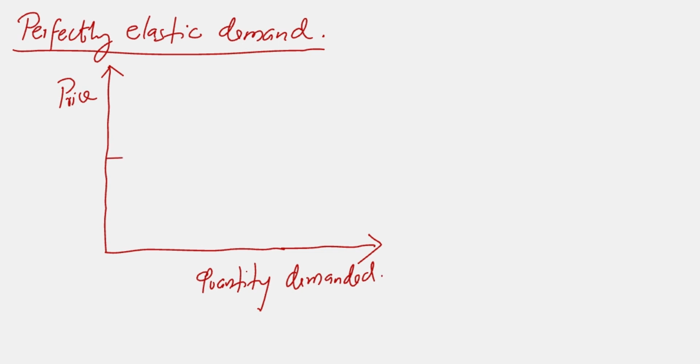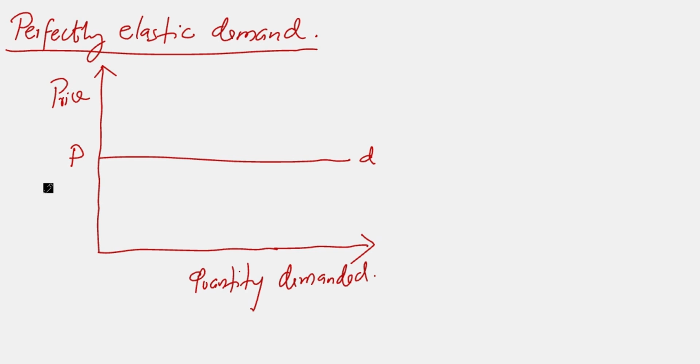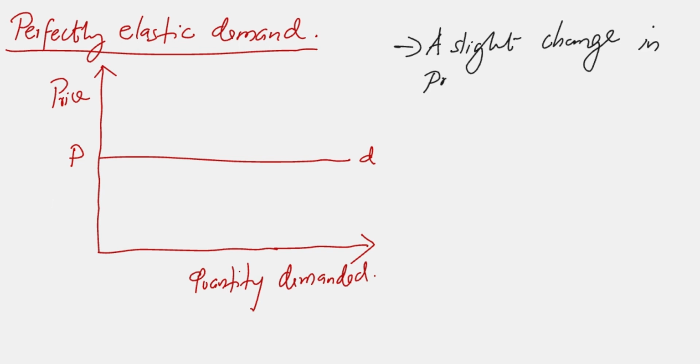It simply means that demand will only exist at a fixed price. Look at that, demand is existing only at a fixed price P. So a change in price for this good will lead to zero demand. Just a slight change, whether you increase it or you reduce the price, then you'll have zero demand. And this means that that price is fixed, and the demand is fixed at that price.